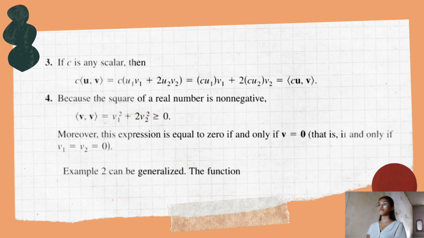And the last one is, we need to show that this vector is greater than or equal to 0.